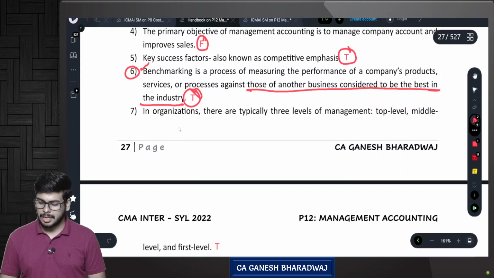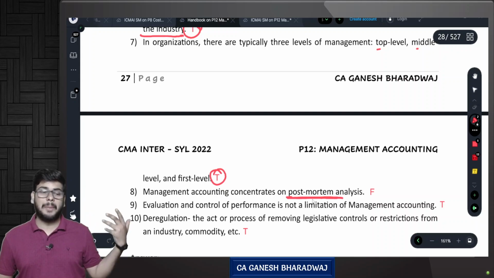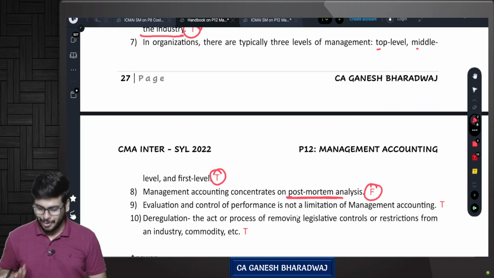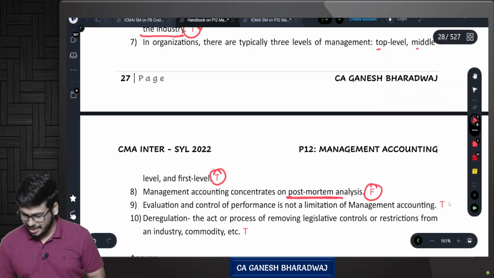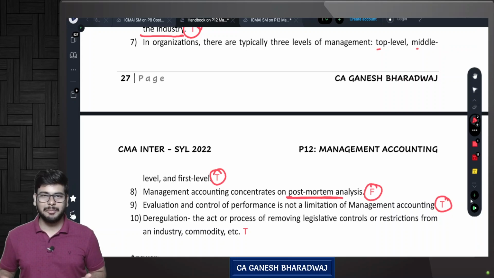In organizations, there are typically 3 levels: top, middle, and lower level. Yes, true. Then management accounting concentrates on post-mortem analysis. Absolutely not. Post-mortem means what? Past analysis. False. It is futuristic driven. Evaluation and control of performance is not a limitation of management. What is this? Evaluation and control of performance is not a limitation. Obviously, how can that be a limitation? If at all it is mentioned, it should be mentioned as advantages only. Anyways, I don't know what kind of a question. Correct, it is not a limitation. Fine. Look at the question.